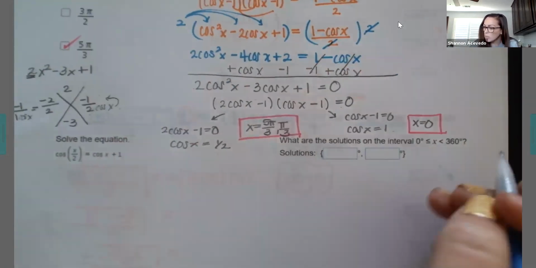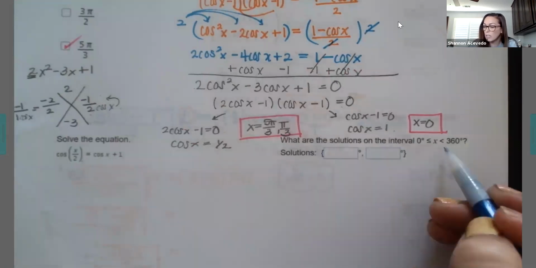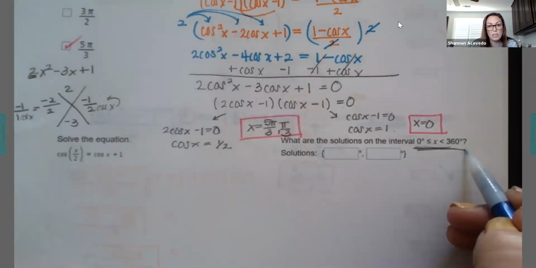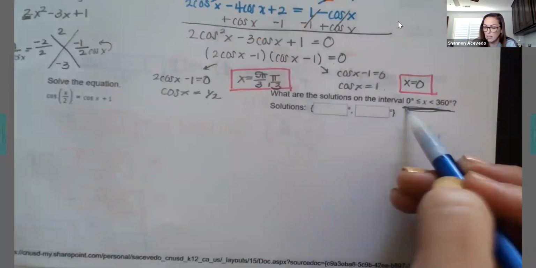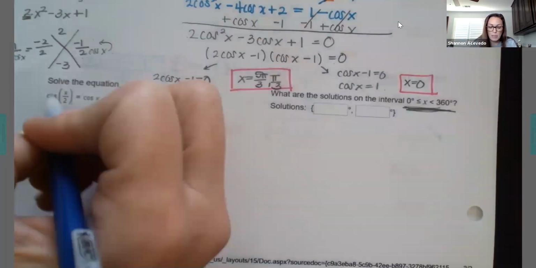Again, this one's looking for solutions that are going to be in degrees, so pay attention to how your answers are. The previous one was going to be radians because it's 0 to 2 pi. This is going to be in degrees. So again, here's my half angle.